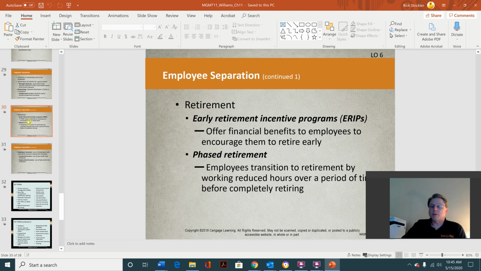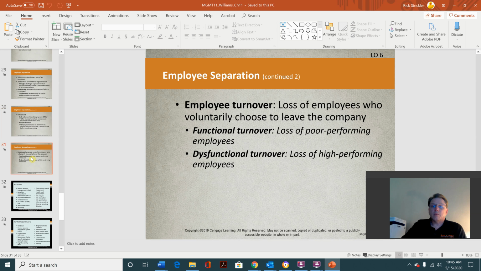Delta Airlines said that they only need 50% of the pilots that they currently have, so they'll probably be offering a lot of early retirements and incentives to get the older pilots to retire. And then, of course, phased retirement. Functional turnover is the loss of poor performing people; you don't mind losing them. Dysfunctional turnover is when you lose the best people, either because of financial reasons or because they don't like working at the company.